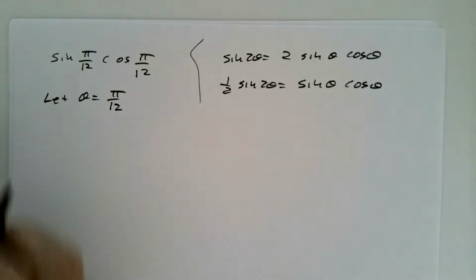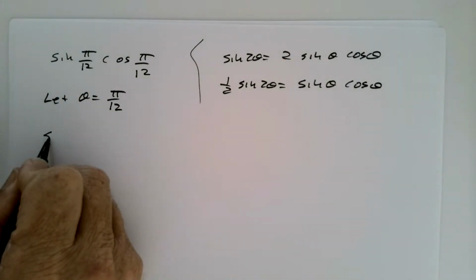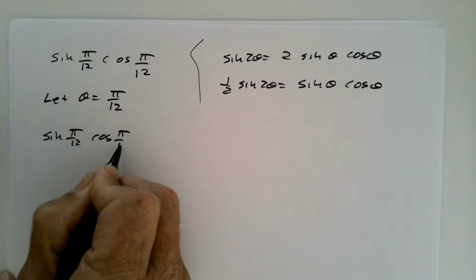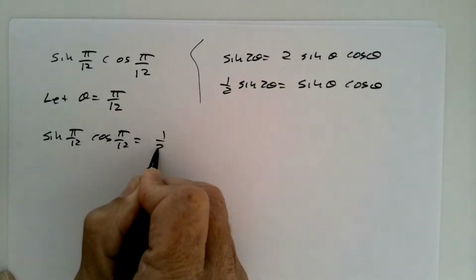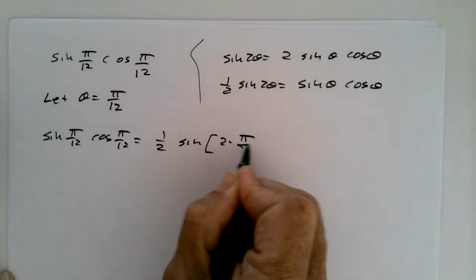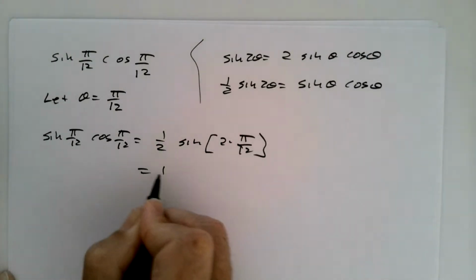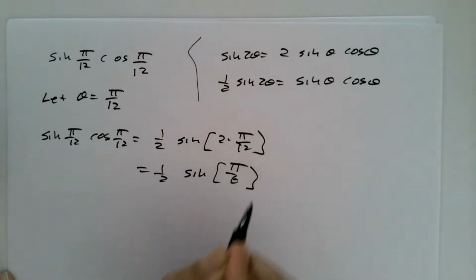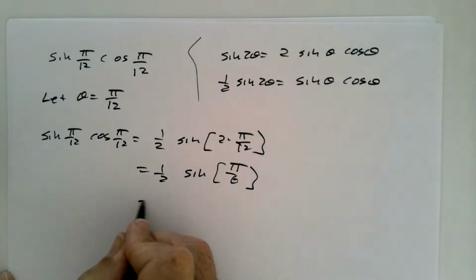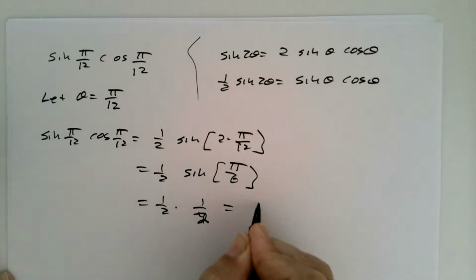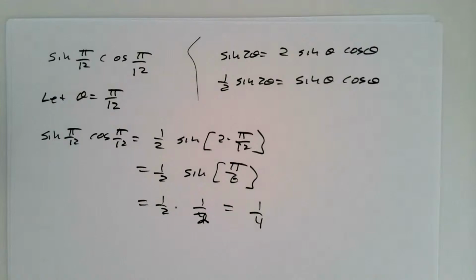then I could say what? Then I could say sine theta cos theta, sine pi over 12 cos pi over 12, is 1/2 sine of 2 times pi over 12. So we get 1/2 sine of pi over 6, which is a half. So I get 1/2 times a half, which equals 1/4. So sine pi over 12 times cos pi over 12 equals 1/4.